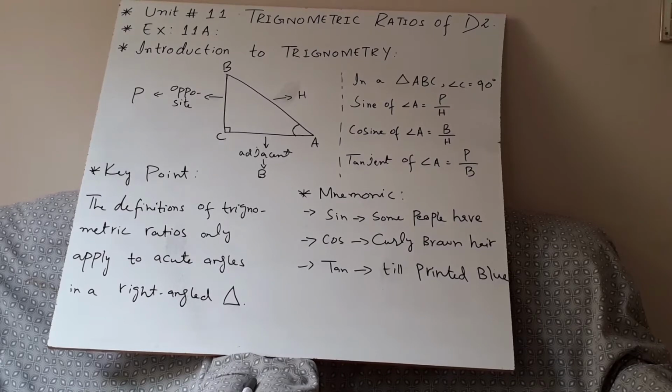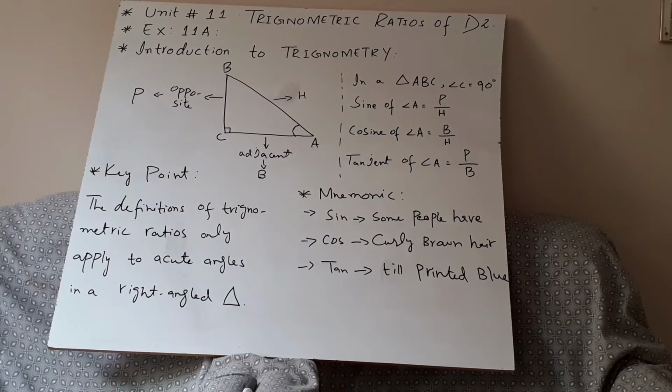So last time we completed unit 10, which was Pythagoras theorem. Today we are going to start unit 11 of D2, which is trigonometric ratios. First we need to introduce what is trigonometry and what are trigonometric ratios.